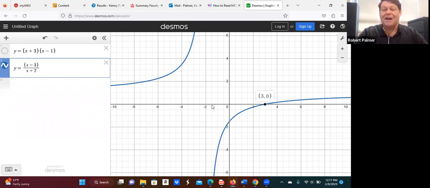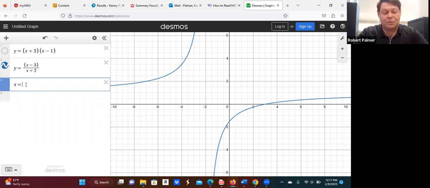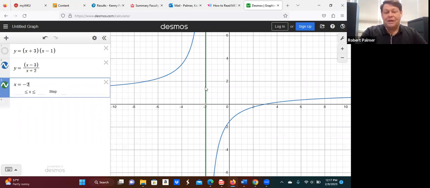Now we said it should be undefined at -2. Let's actually draw in a vertical line. So do that as x equals -2. Okay, that's our vertical asymptote. And remember, a graph cannot cross a vertical asymptote. Let's see if this is true.